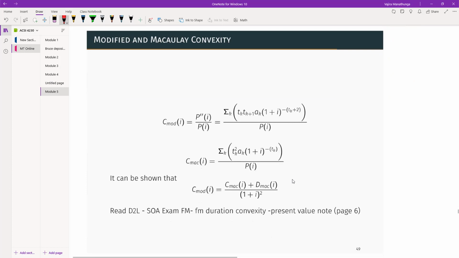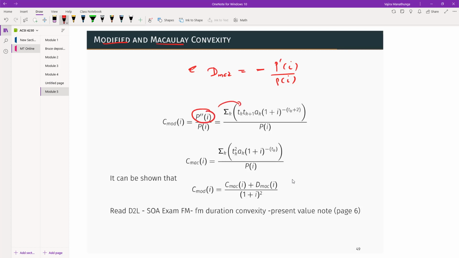Again, you have two types, modified convexity and Macaulay convexity. Modified convexity is defined using this formula: second derivative divided by the price. So the second derivative of the price function divided by the price itself. Remember how you calculate the modified duration? That's negative P prime(i) over P(i). So there's a negative sign, but for the second derivative, you don't have a negative sign. If you expand the second derivative, it's going to look like this.